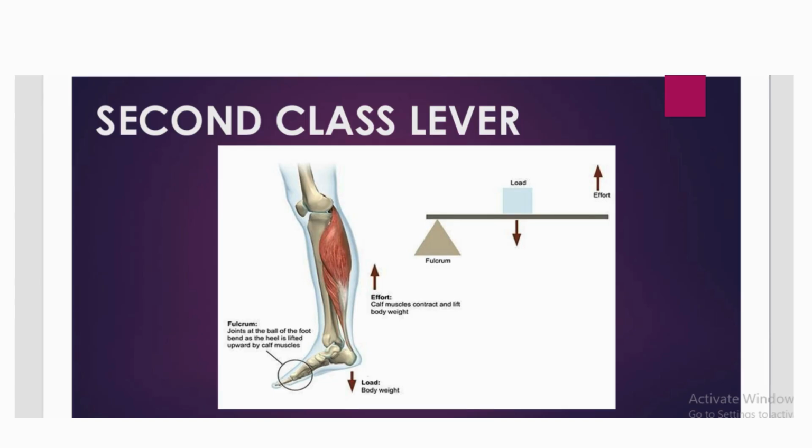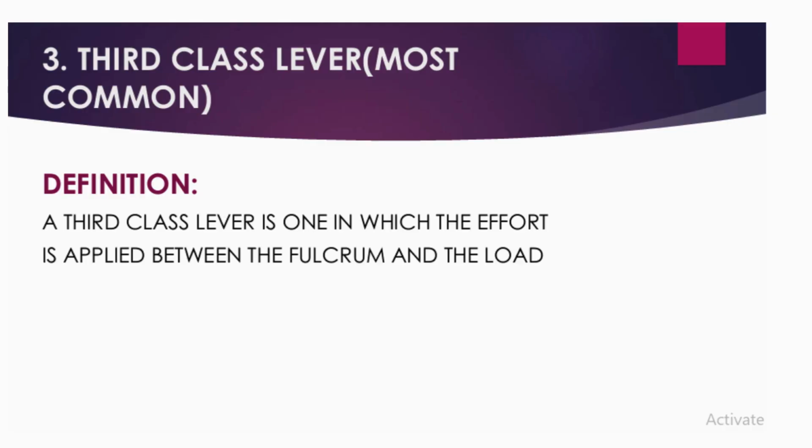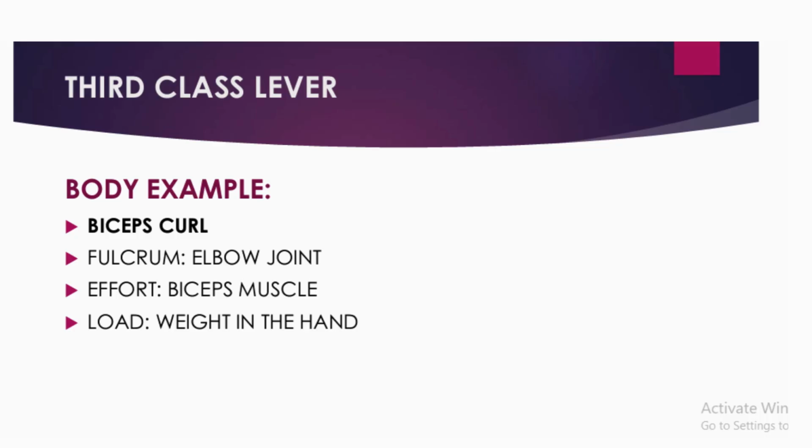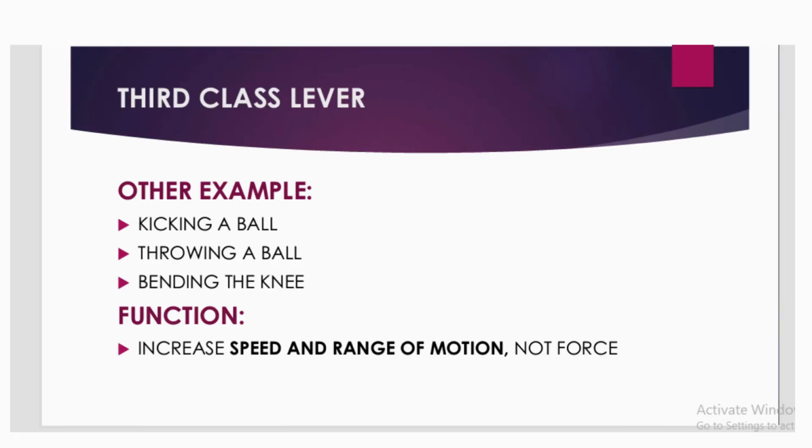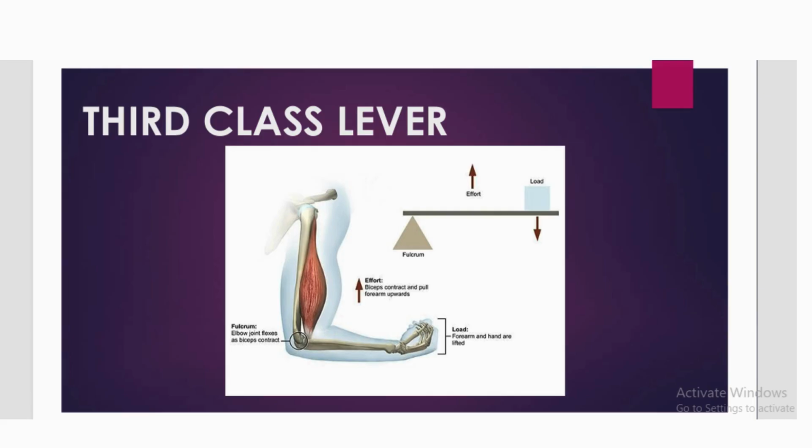The third class lever. The third class lever is one in which the effort is applied between the fulcrum and the load. The body example is the bicep curl: the fulcrum is the elbow joint, the effort is the bicep muscles, and the load is the weight in the hand. Other third class lever examples are kicking a ball, throwing a ball, and bending the knee. The function includes increasing the speed and range of motion but not the force. This is the example of the third class levers.